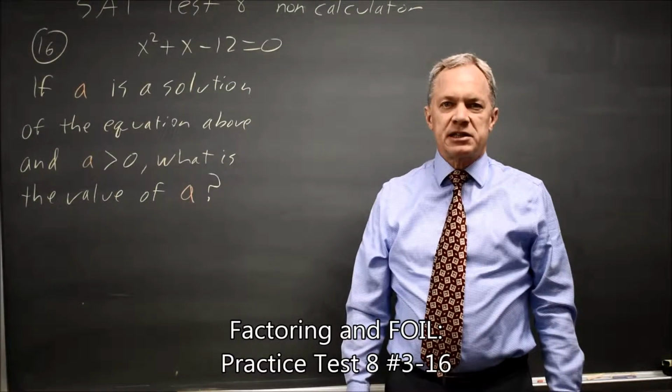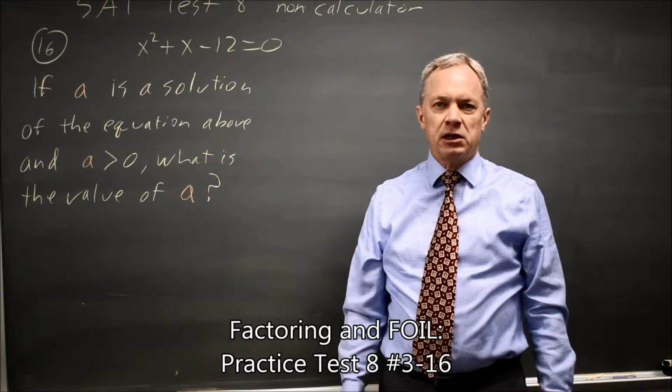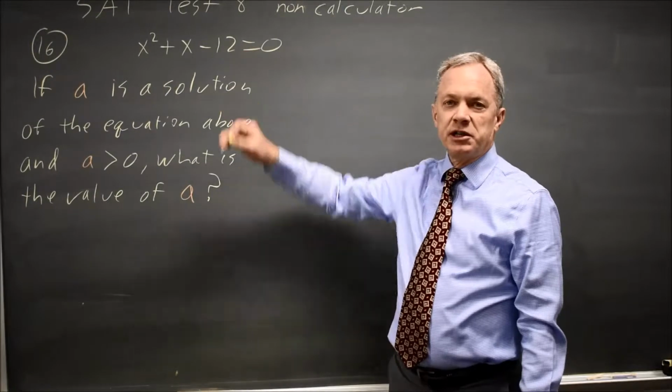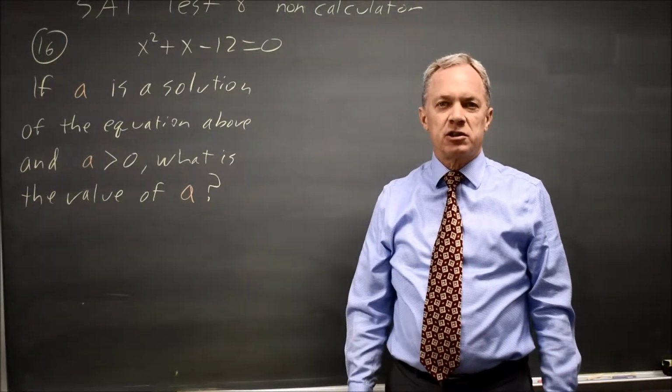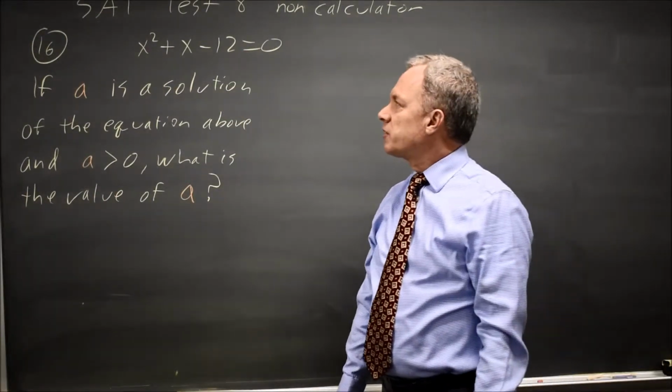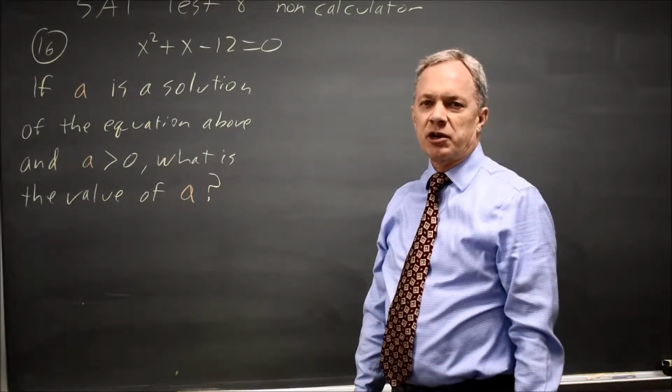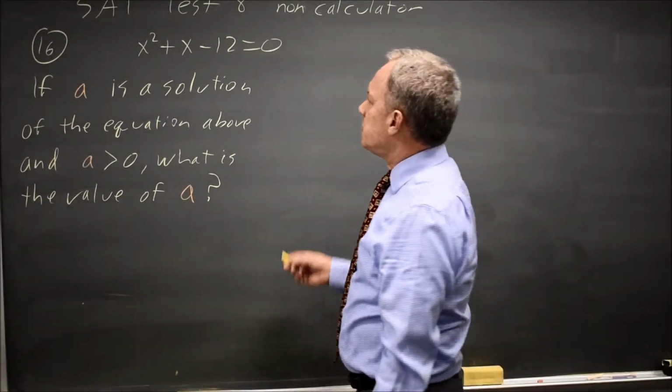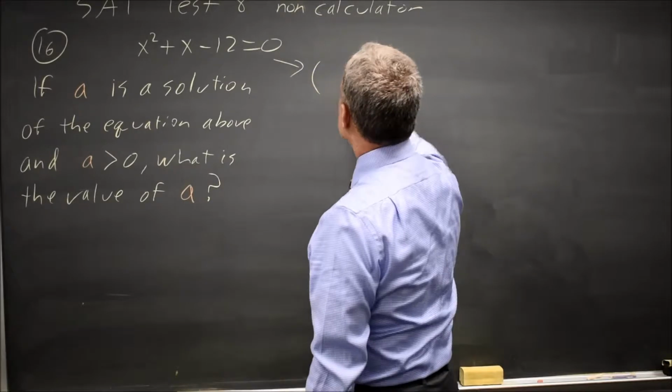This is SAT Test 8, non-calculator question number 16. College Board gives us a quadratic equation and asks for the positive solution of this equation. To solve a quadratic equation, we can either use the quadratic formula or factoring. In this case, I think factoring is easier.